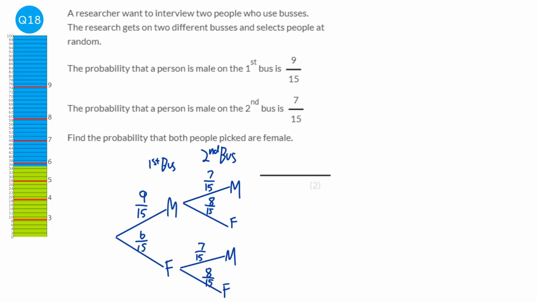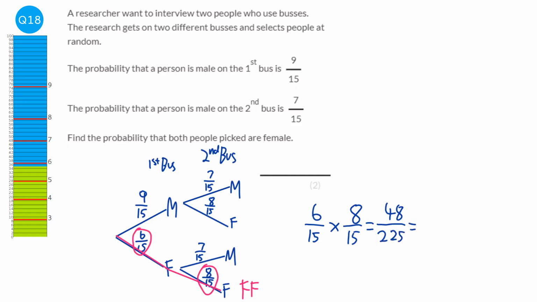So to have both female, we need to have gone down this line at the start and then this line again. Looking at the fractions along the way, it's 6 over 15 and 8 over 15. The word and in probability means times. So whenever you're finding the probability of getting to an outcome, this outcome will be FF, because they're both female, you multiply the fractions that you go across. So it would be 6 over 15 times 8 over 15. So 6 times 8 is 48, and 15 times 15 is 225.